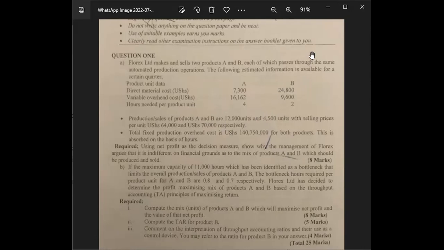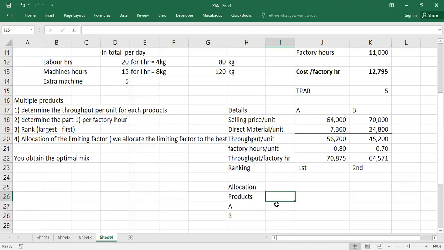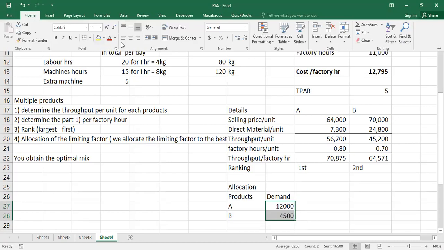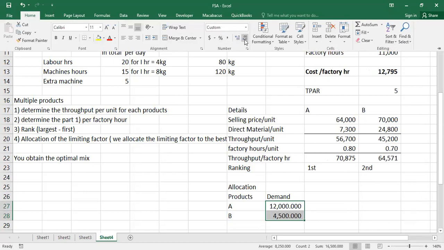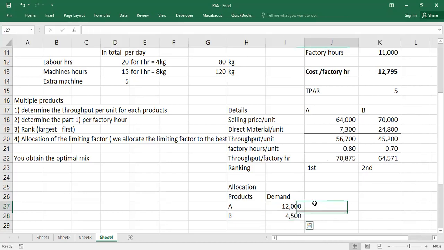Okay, so if you go to our table allocation, what we do is we shall say, okay, you're saying that for A you need 12,000, and for B you need 4,500. Okay, this is our demand. So at the end of the day, we want to maximize both. If we didn't have any limiting factor, if raw materials were there as we really want them, then we don't have even to check which one is best. We just produce them all. Okay, but the challenge is because we have a limiting factor that you can't produce the complete A and complete B. You have to now prioritize.